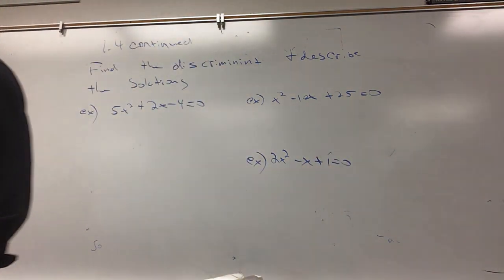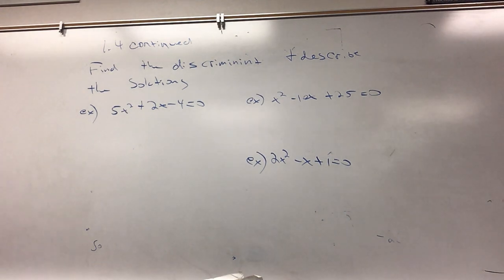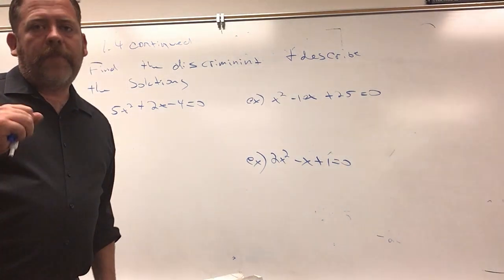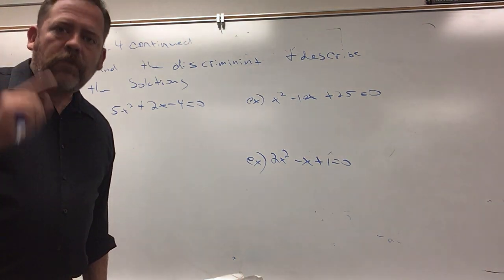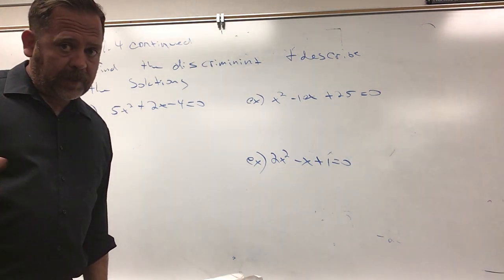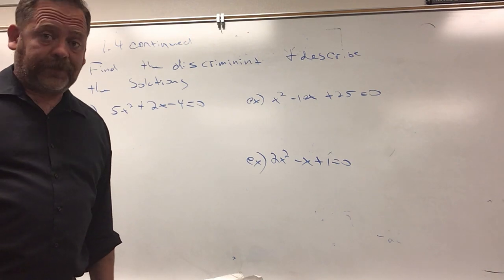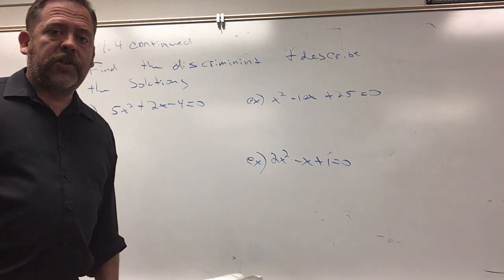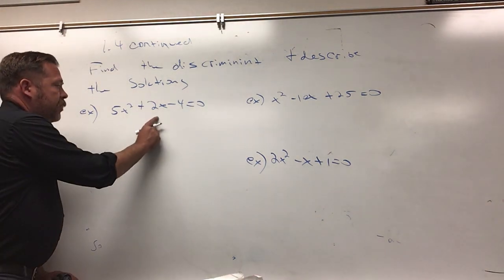So when I go over the examples, I want you to focus on how I describe them. One, I'm going to describe them as real or imaginary: 2 real, 1 real, or 2 imaginary are the possibilities. I'm also going to describe them as rational or irrational, depending on whether or not it was a perfect square. All right, let's do this one here.